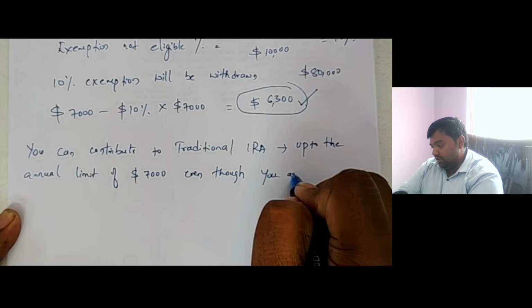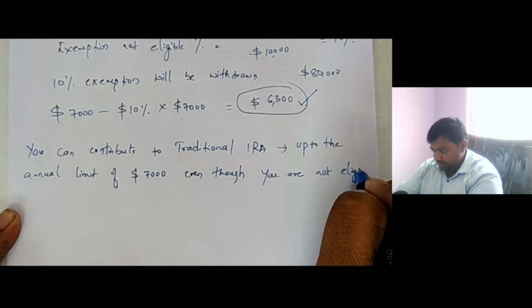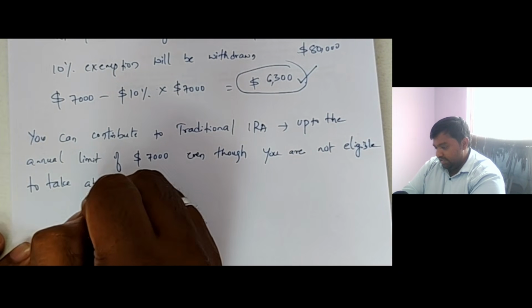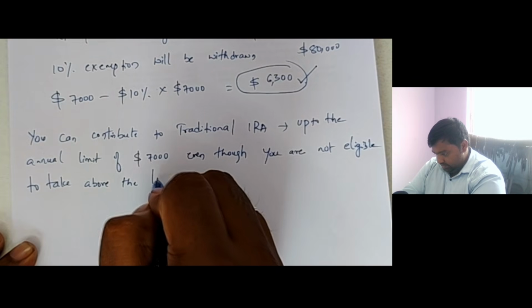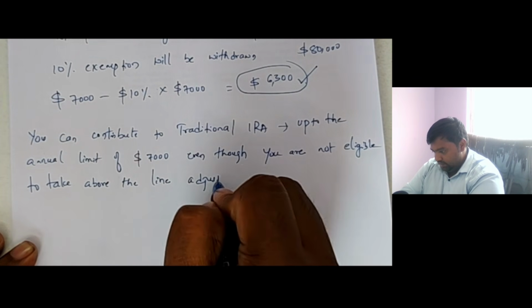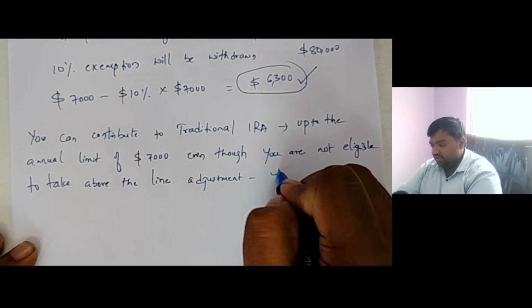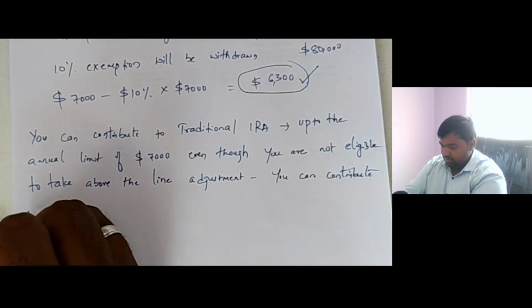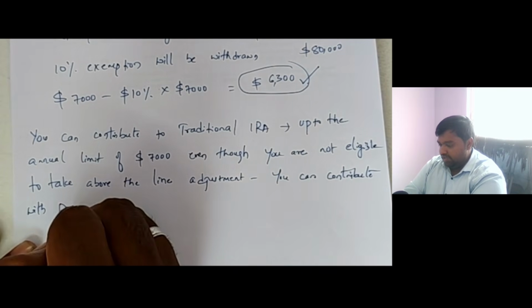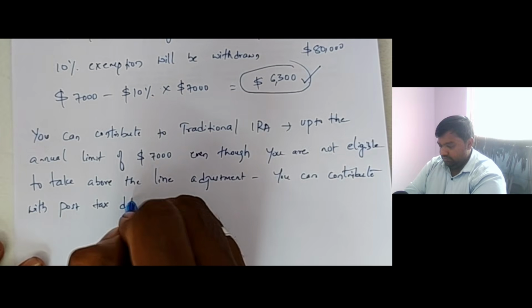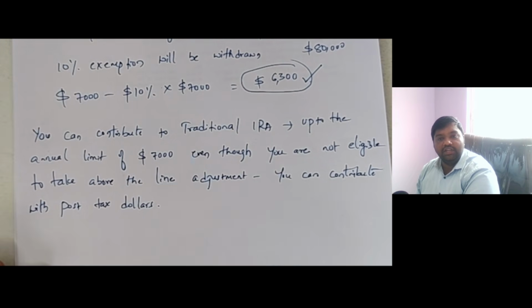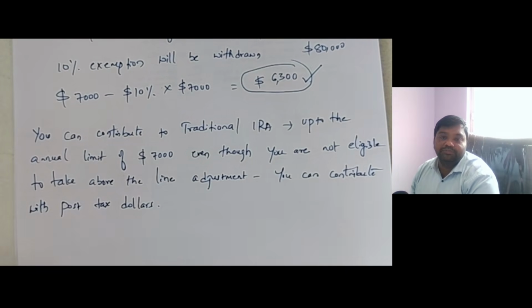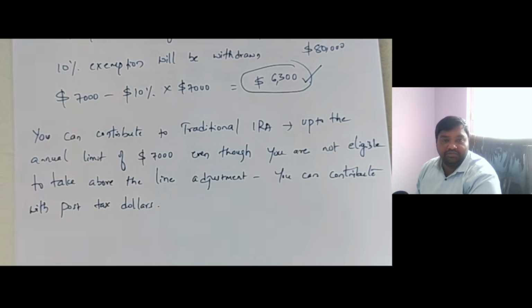even though you are not eligible to take the above the line adjustment. So you can contribute with post tax dollars. There is no restriction on that. You can contribute post tax dollars also. This is only for traditional IRA.